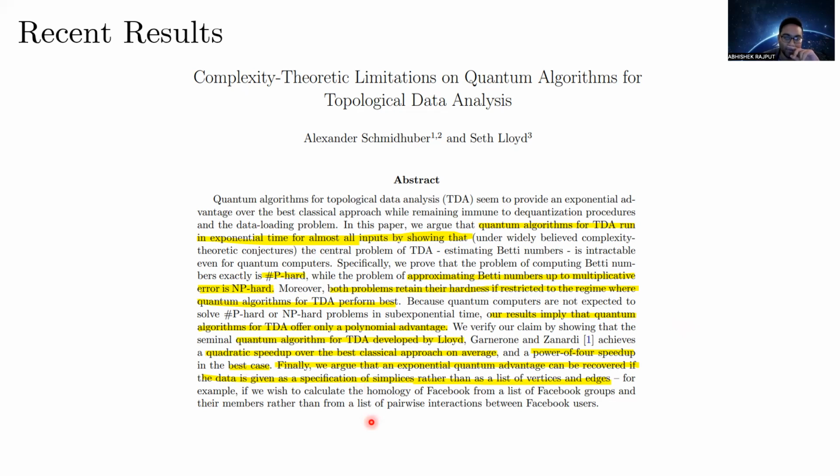However, they do argue that if you were to input the data as a specification of simplices, rather than as an input graph or a list of vertices or data points, then you actually can recover an exponential advantage. So these are some interesting complexity theoretic implications of this recent work.